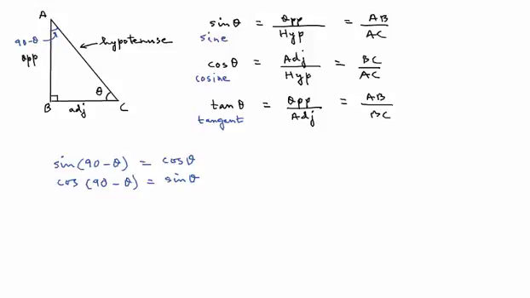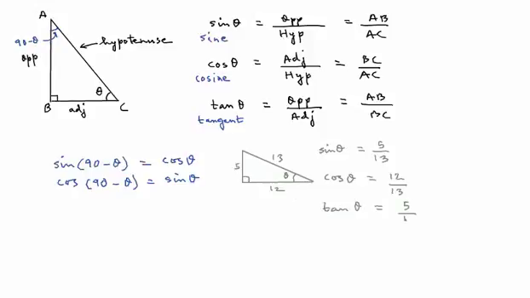Let's see how to apply this knowledge in an actual problem. So we have a right triangle over here, and the lengths of the three sides are given. The hypotenuse is 13 units and the two other sides are 5 and 12. Let's say this angle is our theta. So sine theta is the opposite over the hypotenuse. So that's 5 over 13. Cosine theta is the adjacent over the hypotenuse. That's 12 over 13.